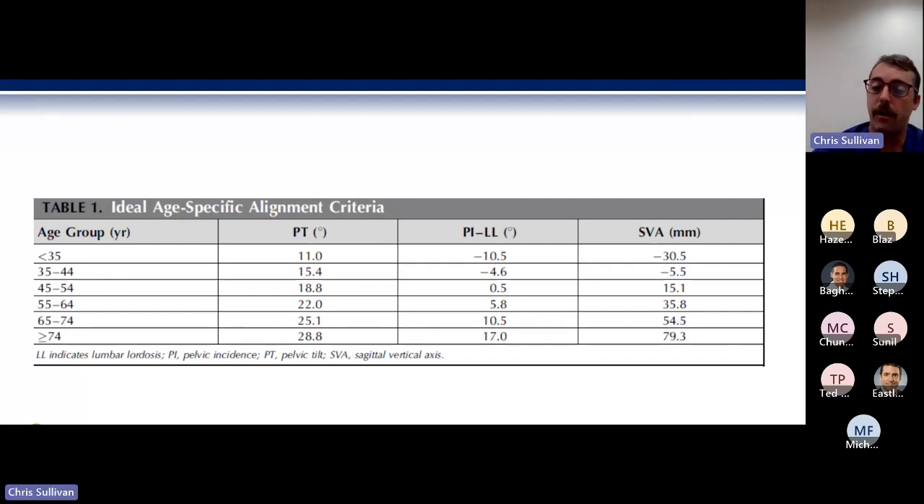So for pelvic tilt, a younger patient should be aggressively corrected down to about 11 degrees, and the PI-LL down to -10. But as they get significantly older, you can tolerate significantly more. A significant SVA, greater than 5 centimeters, is tolerated as you get older, at the age of 65.